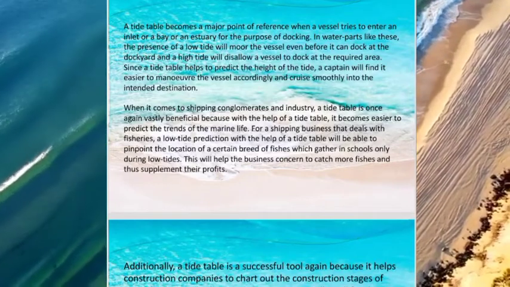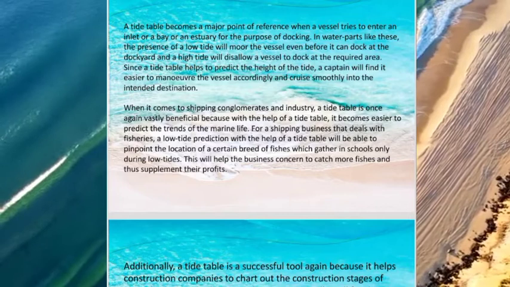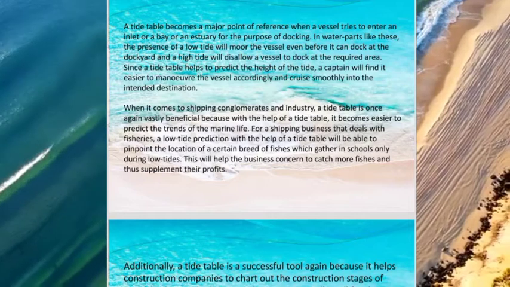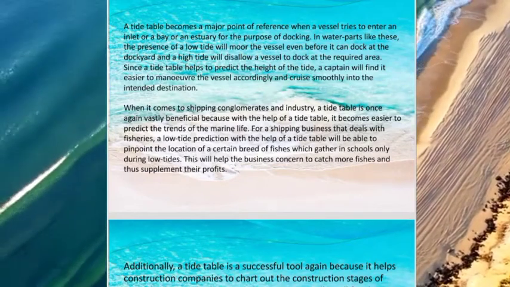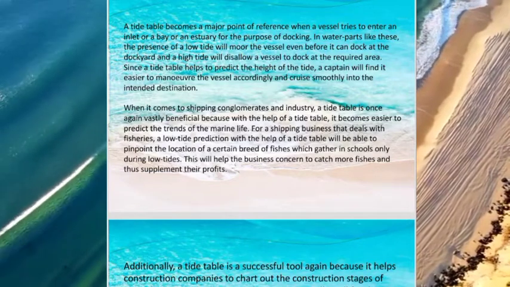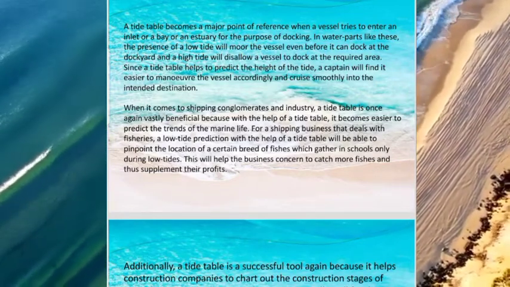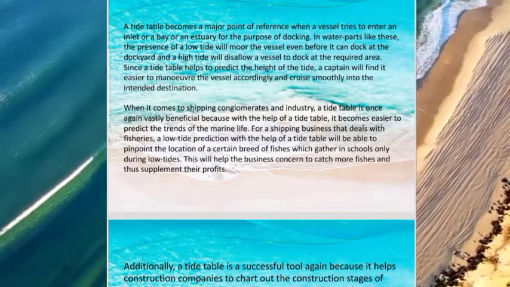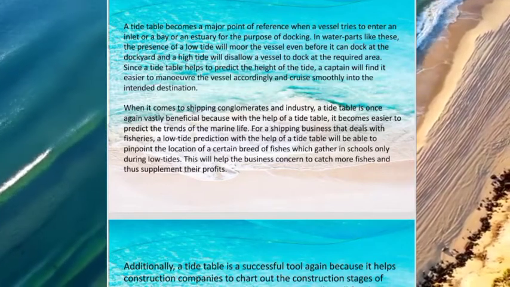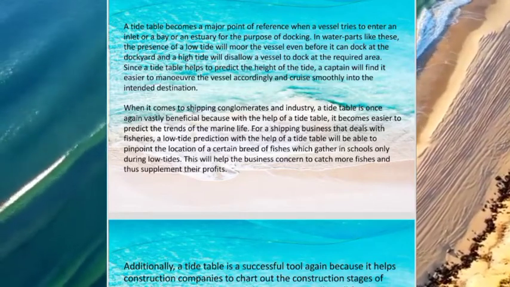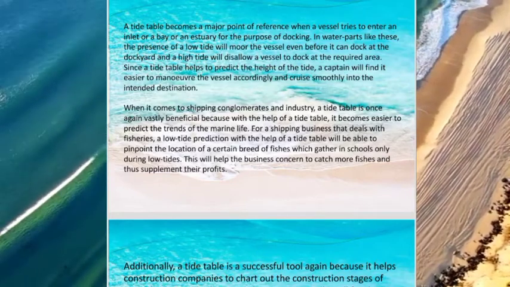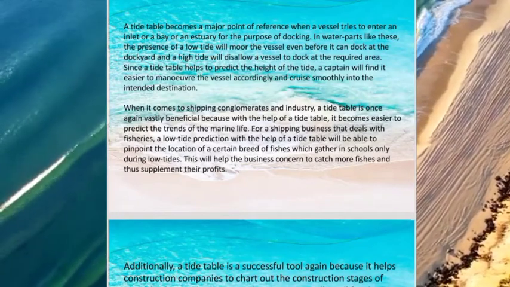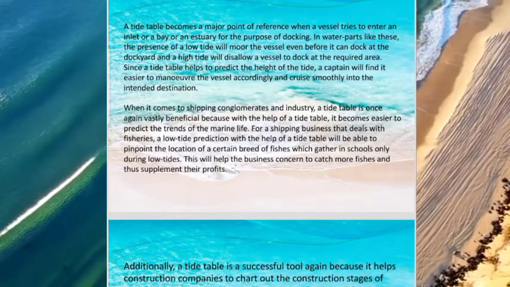A tide table becomes a major point of reference when a vessel tries to enter an inlet, a bay, or an estuary for the purpose of docking. In waters like this, a low tide will moor the vessel even before it can dock at the dockyard, and a high tide will disallow a vessel from docking at the required area. Since a tide table helps to predict the height of the tide, a captain will find it easier to maneuver the vessel accordingly and cruise smoothly into the intended destination.